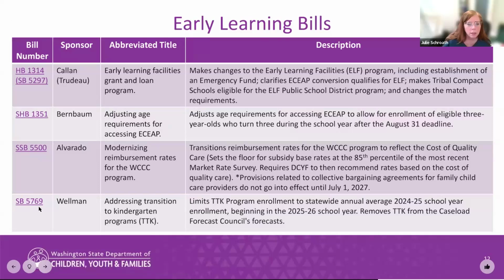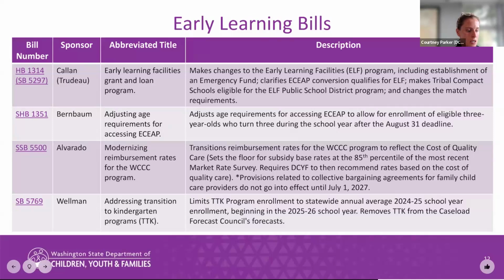Can you tell us on the 5769 what that would mean? What would be different from the current environment with TK? What would change here? So this limits program enrollment to the annual average for the 2024-2025 school year. So that is capping enrollment. And then it removes TTK from the Caseload Forecast Council's forecasts as well.